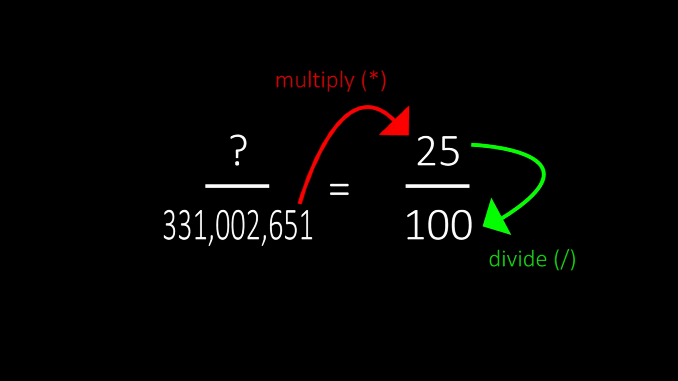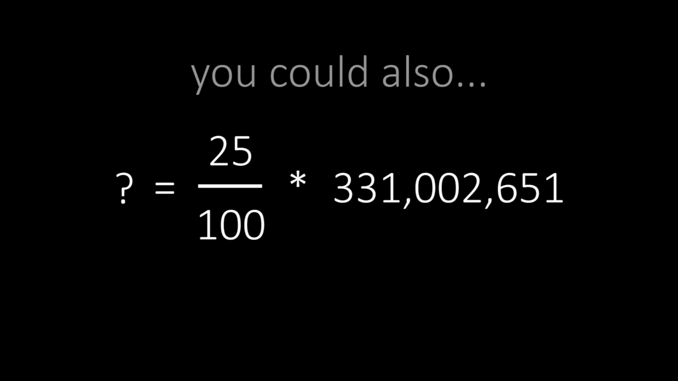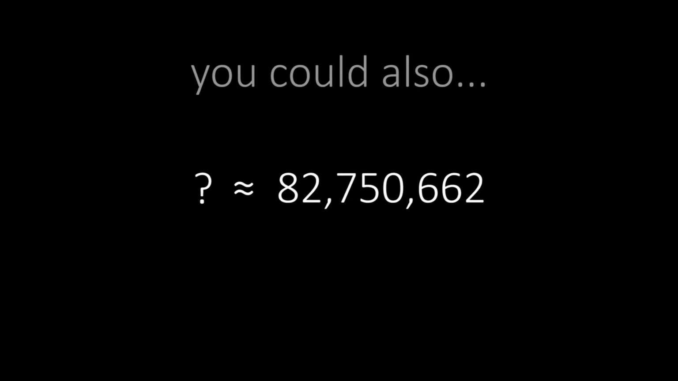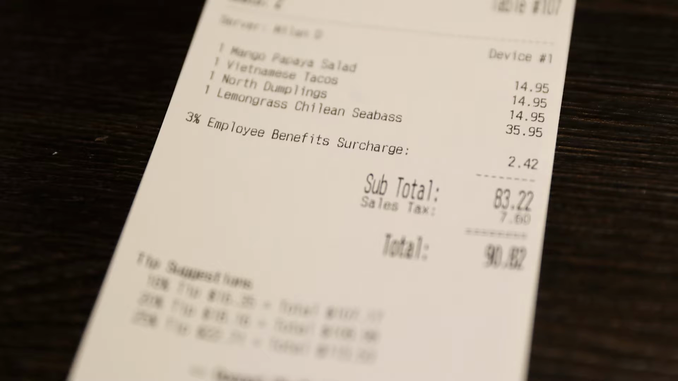by the number that is left. And that will give us 82,750,662 people. Another way that you could use to solve this kind of problem is to quickly turn that 25 into a decimal number and then just multiply that by the total. Okay, next problem. So this is a receipt that I found online.